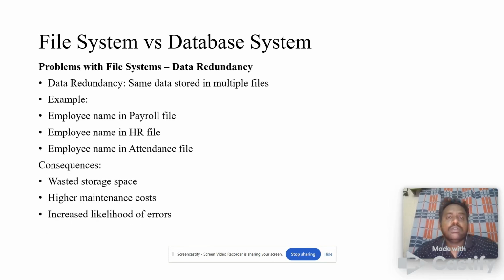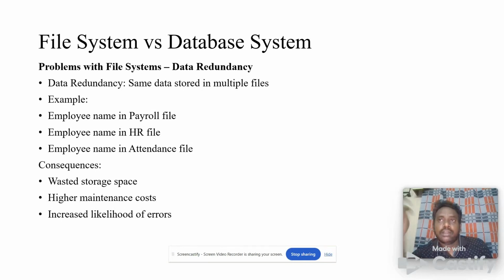Now, why did we move to the database management system? What are the problems within a file system? The first problem is data redundancy. For example, I can copy multiple folders to multiple locations, right? The same folder I can save in different locations, for example in the C drive, the D drive, as well as on the desktop.